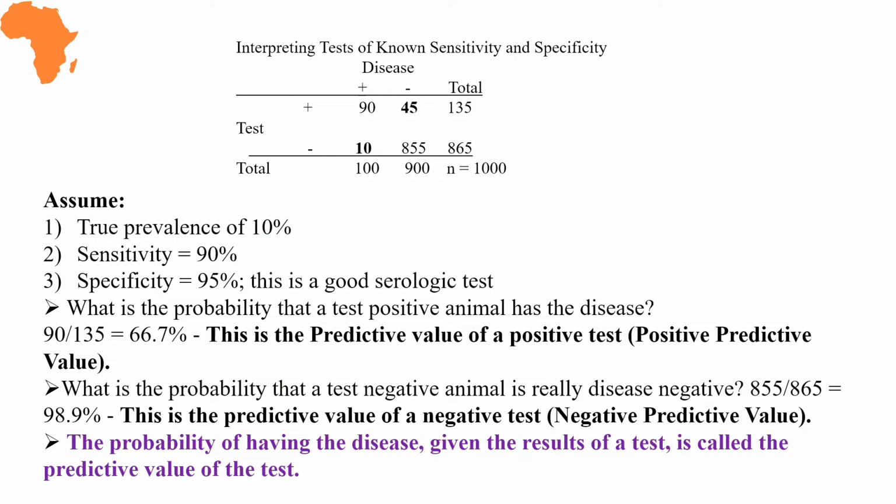So what is the probability that a test positive animal has the disease? We are calculating what? The positive predictive value of the disease, right? We are giving it as 90 over 135. So it is, you remember, the true positives divided by true positive plus false positive. Then the negative predictive value.